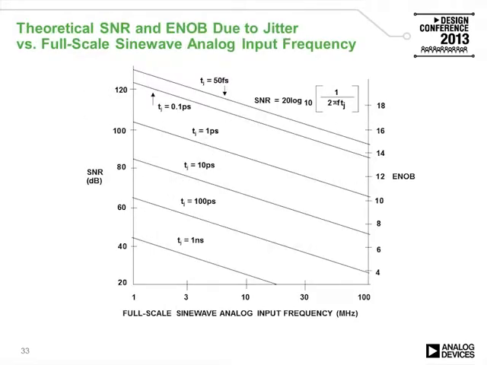If we take a look at the theoretical signal-to-noise ratio and, conversely, the equivalent number of bits due to jitter, these are the kind of numbers we see. As an example, if we want 10 equivalent bits at 10 megahertz, we figure out where the intersection of those two lines is, and it's going to be something around 10 picoseconds. So the signal-to-noise ratio caused only by jitter, with no other factors involved, of 10 picoseconds would give you 10 equivalent number of bits at 10 megahertz.